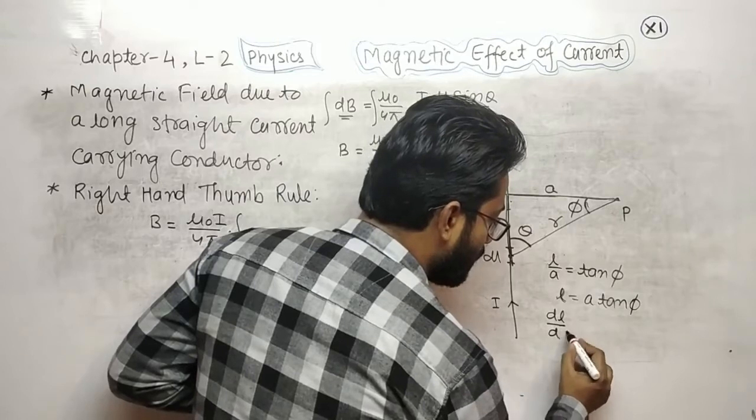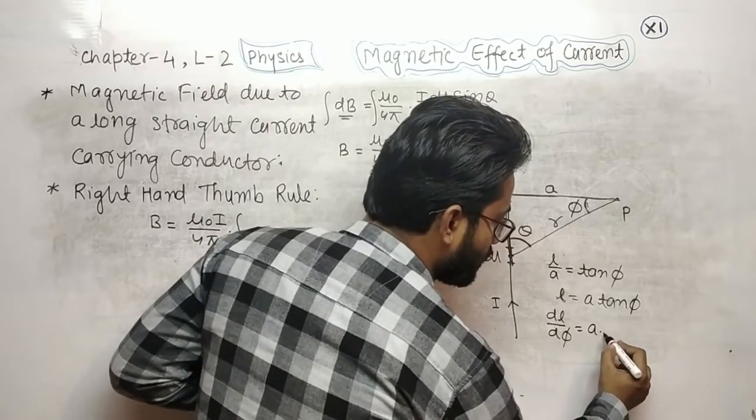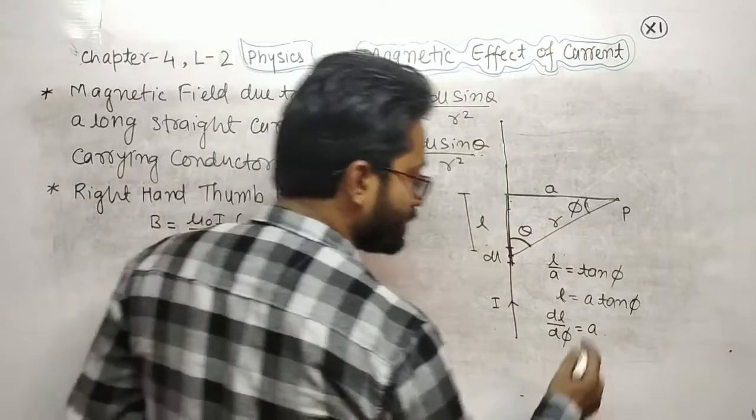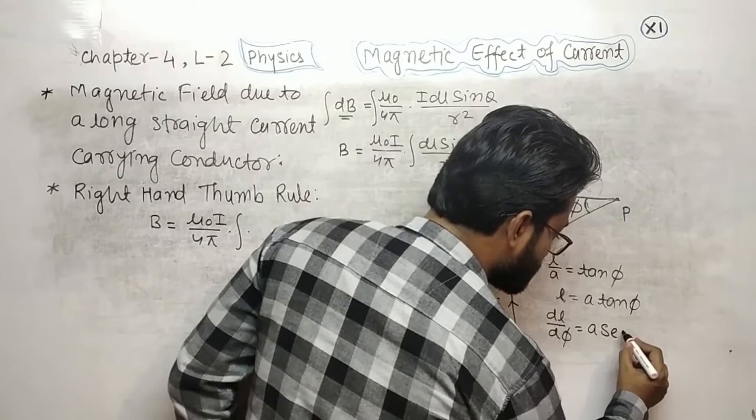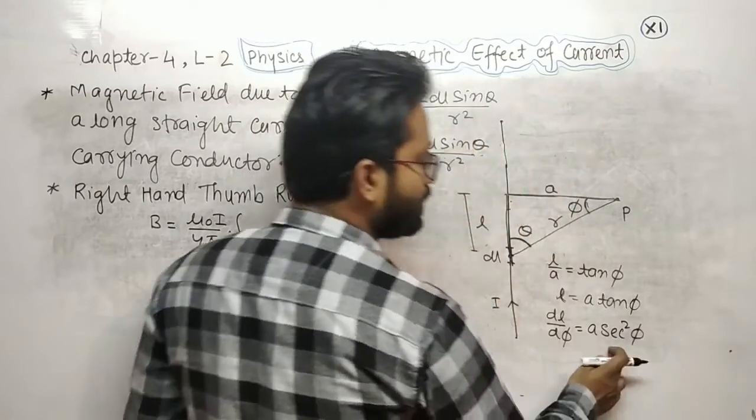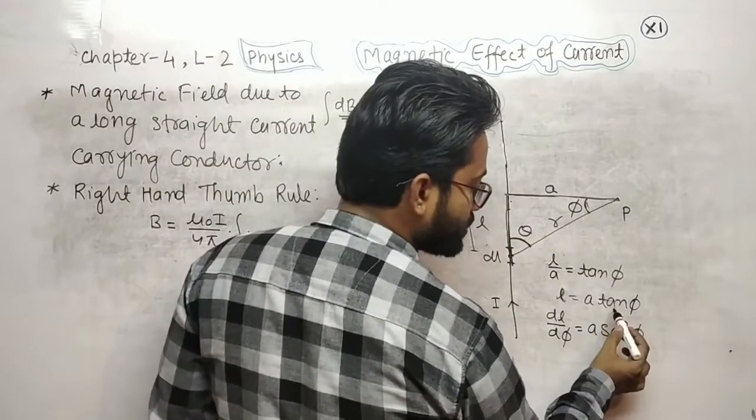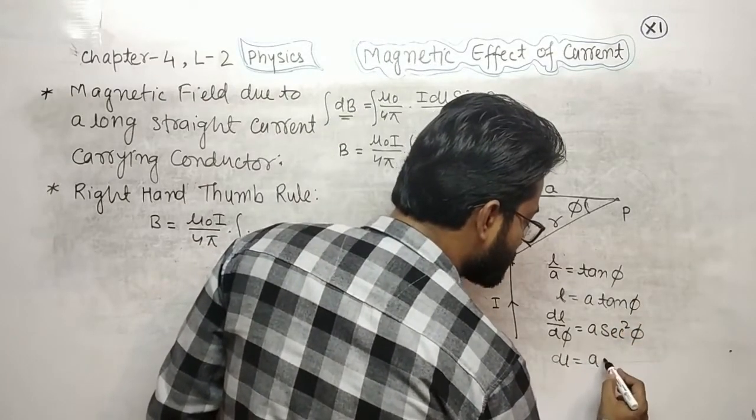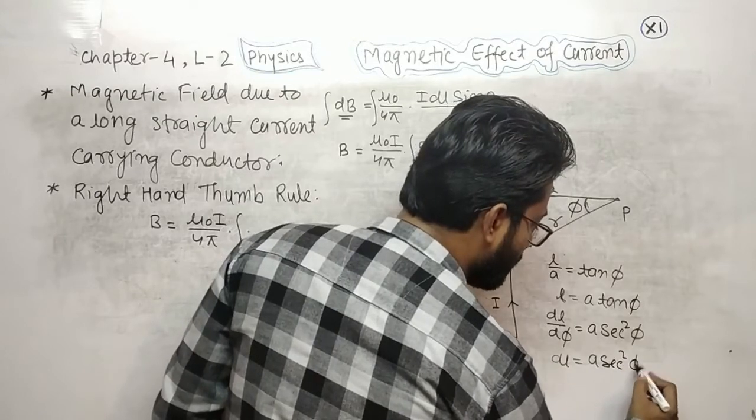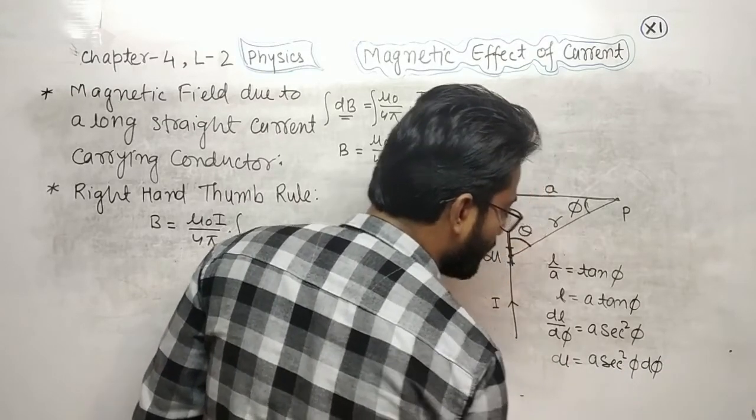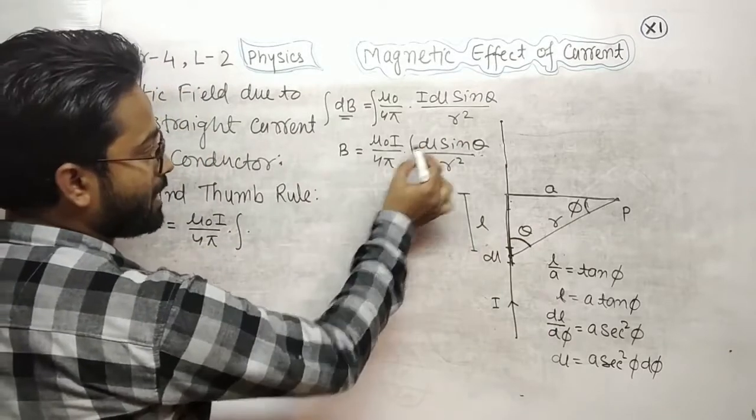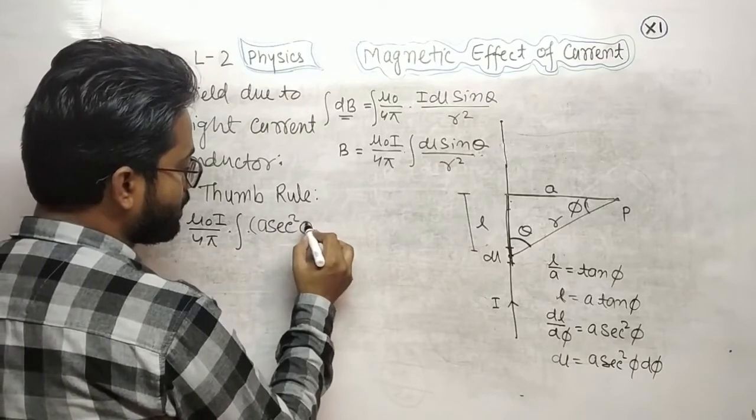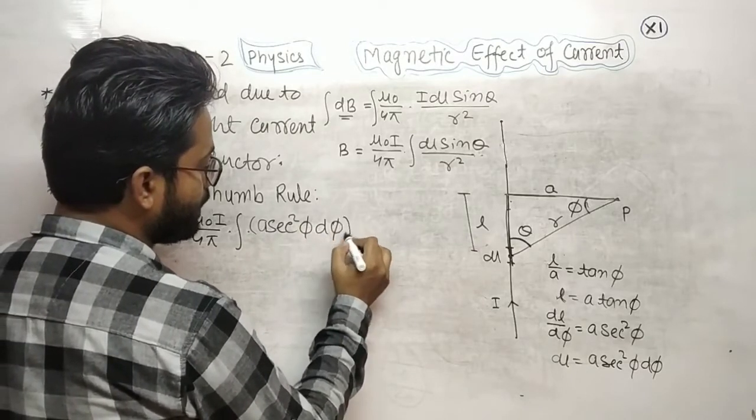Differentiate: dL upon d phi is equal to A times the differentiation of tan phi, which is sec square phi. Learn it: differentiation of tan phi is sec square phi. So dl will be equal to A sec square phi d phi. In place of dl, you can write A sec square phi d phi.